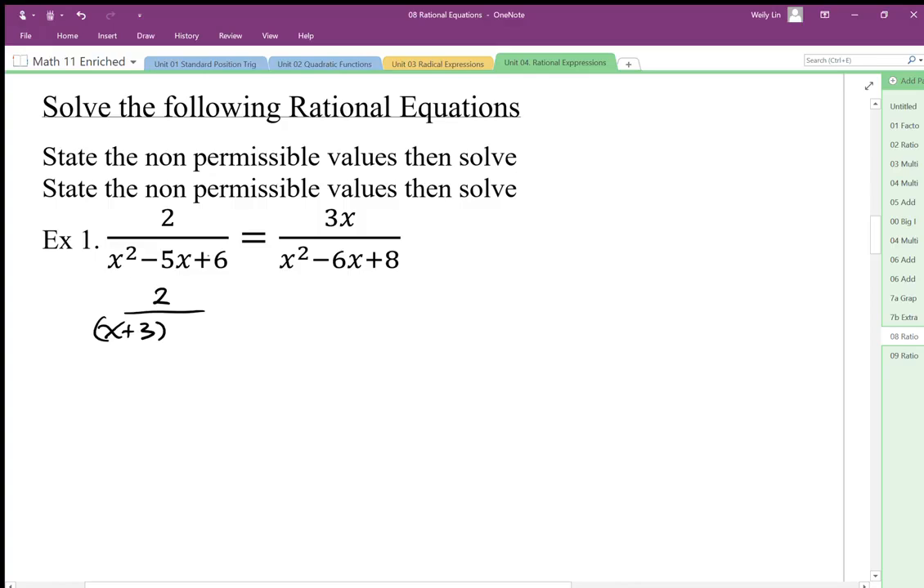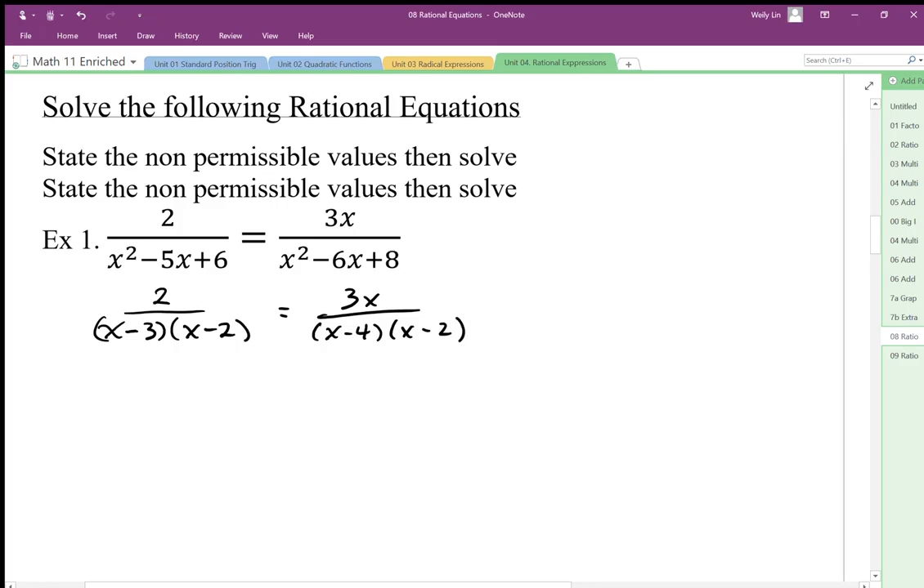So I'm going to factor two numbers that multiply to 6, add to -5. That should be -3, -2. And then two numbers that multiply to 8 and add to -6 are going to be -4, -2.